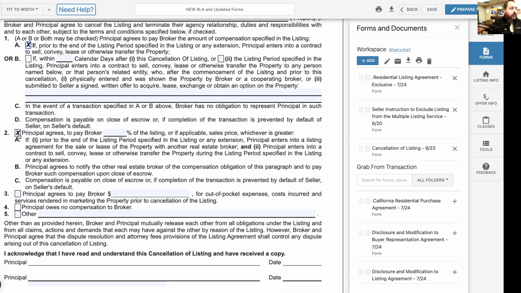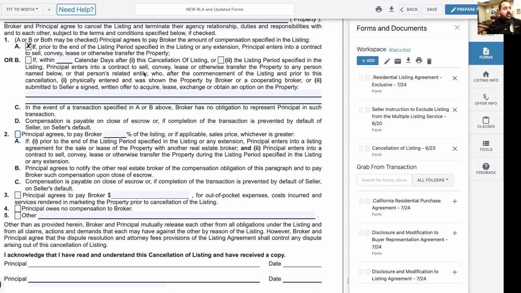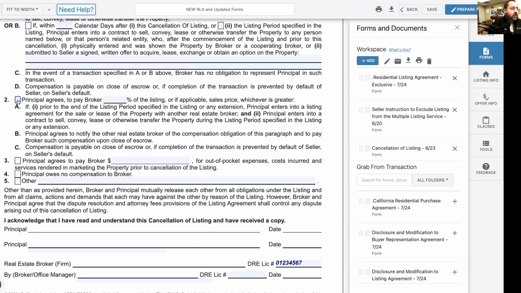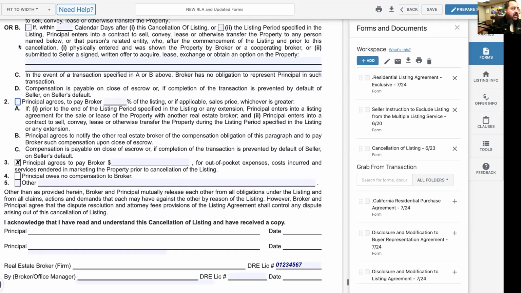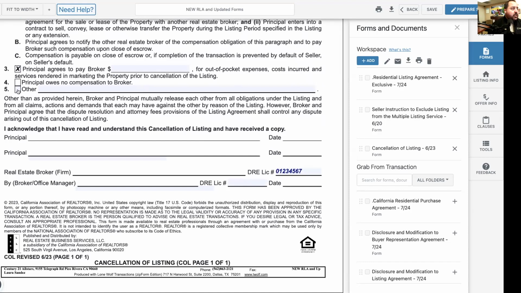Or you could check the box on A, which is first you have to put if prior to the end of the listing specified in the listing or an extension, principal enters into contract to sell, convey, lease, or otherwise transfer the property, you could put this in, right? You could put that they're going to pay that percentage. You could put a flat rate that they're going to pay you, or you could put that they owe you no compensation.